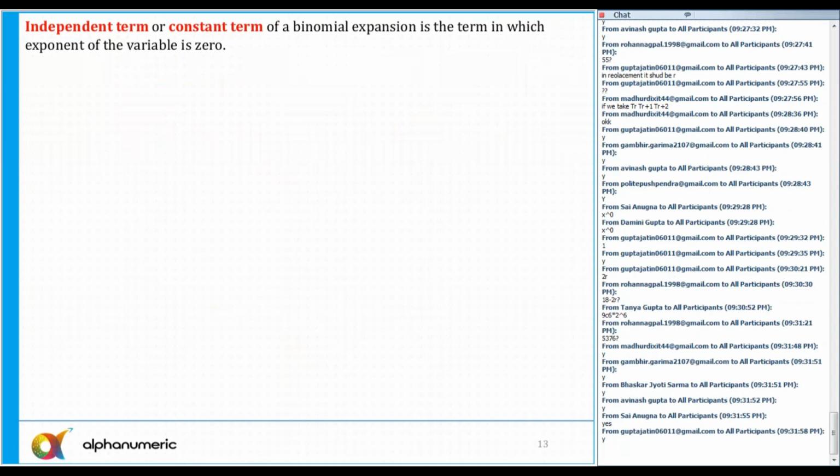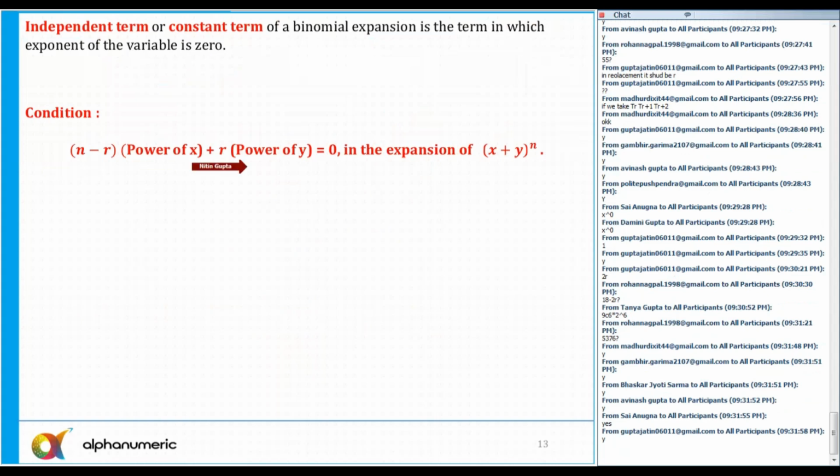Now, another shortcut which can be derived easily here: the independent term or the constant term of a binomial expression is the term in which the exponent of the variable is 0. And this is what you can do. That is, (n minus r) into the power of x plus r into the power of y equals 0 in the expansion of this. So if you know this, we can find it quickly. Basically, the power of x will always be equal to (n minus r) into power of x plus r into power of y, and it should be equal to 0.